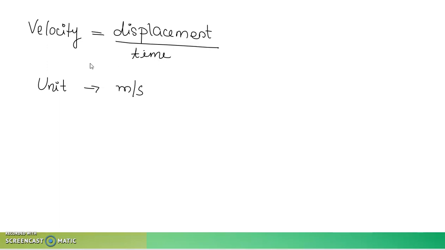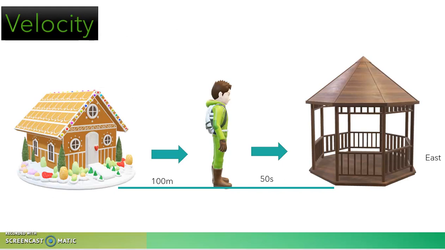And what is the difference between these two? We know that displacement is a vector quantity, right? And distance traveled is a scalar quantity. Maybe if you have noticed in this diagram, I marked the direction as east. The boy is traveling from one place to another. That means he is going towards the east direction. Velocity is a vector quantity. We have to mention in which direction the object is moving. That is very, very important. Okay. And it is displacement divided by time.